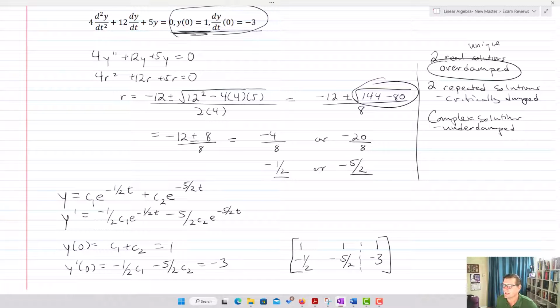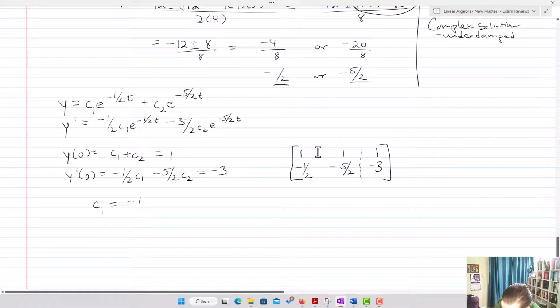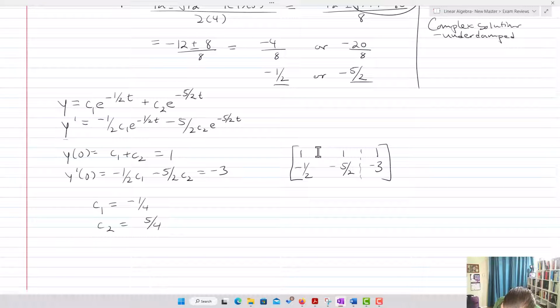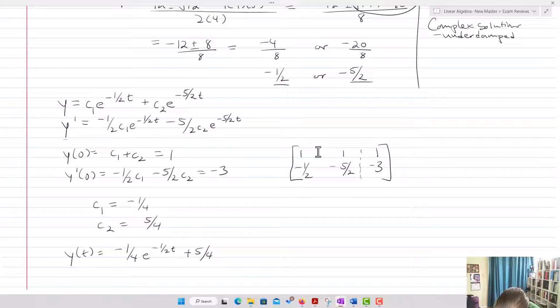So now I'm going to use a little technology in order to solve this. And when I solve it, what I end up with is C1 equals negative 1/4 and C2 equals 5/4. So the motion of the system is governed by the equation y of t equals negative 1/4 e to the negative 1/2 t plus 5/4 e to the negative 5/2 t. And that's what governs the system.